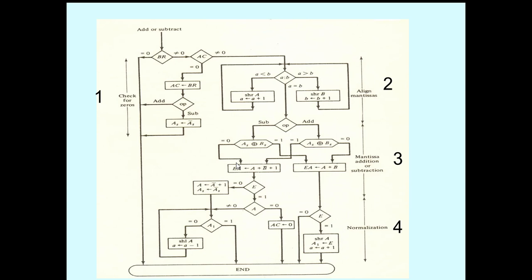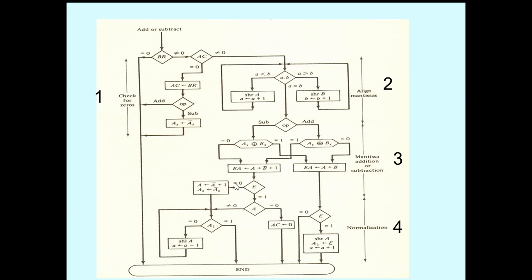The operand being subtracted should be represented in the two's complement form. Once we get the two's complement form, that can be added to the a. After that, the result is placed in the EA. If E equals 1, we check whether A is 0 or not. If A is 0, simply AC is 0.